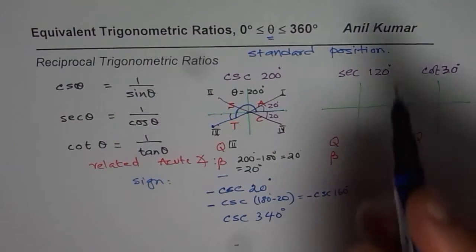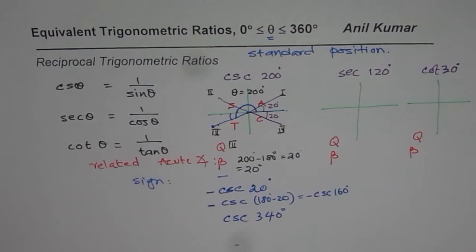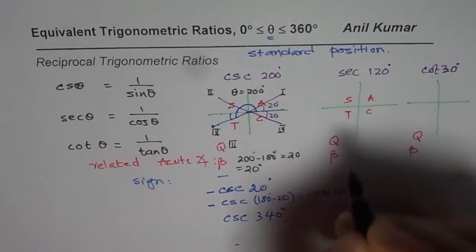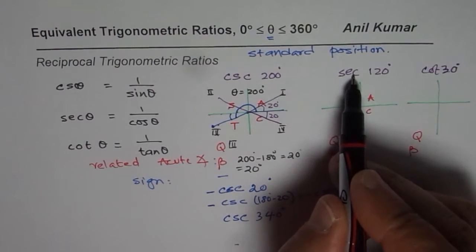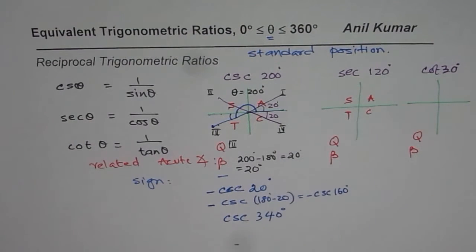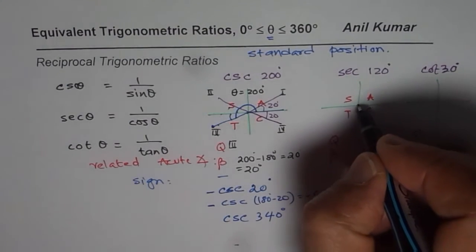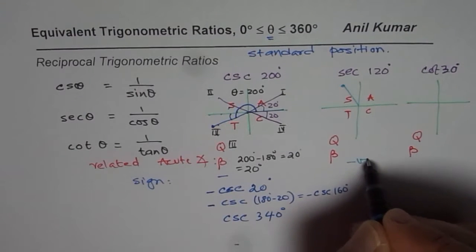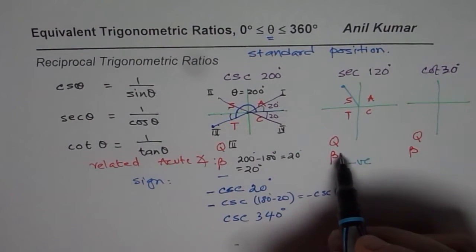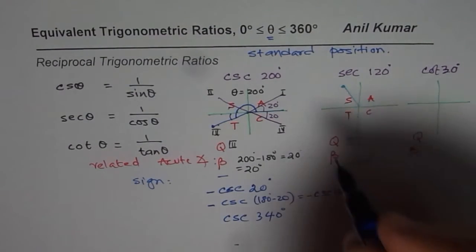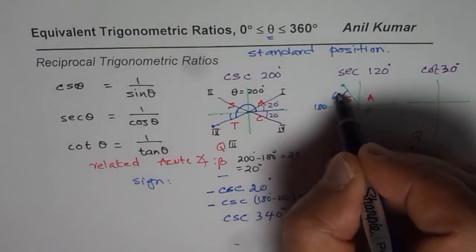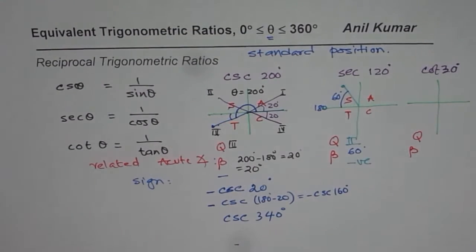Now in this case, let's go to the solution straight. So first, apply the CAST rule. So we know what is positive and what is negative. Secant 120, the reciprocal of cos 120, is in which quadrant? We are in quadrant 2, right? So we are expecting a negative answer. So we need a negative value. Perfect. Now, because we know the quadrant is 2, what is the related acute angle? The related acute angle will be 180 take away 120, so it is 60 degrees, right? So it is a 60 degrees related acute angle.